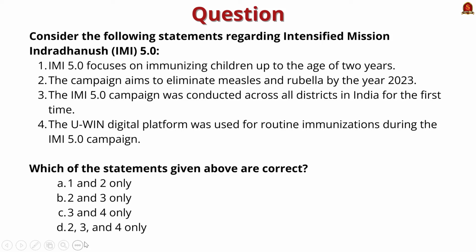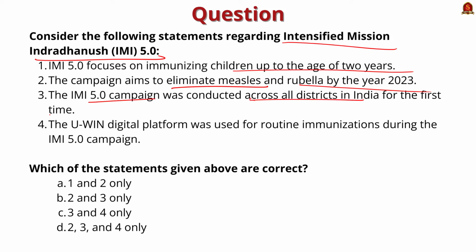Look at this question. Consider the following statements regarding Intensified Mission Indradhanush 5.0. Statement 1: IMI 5.0 focuses on immunizing children up to the age of 2 years. Statement 2: The campaign aims to eliminate measles and rubella by the year 2023. Statement 3: The IMI 5.0 campaign was conducted across all districts in India for the first time. Statement 4: The U-WIN digital platform was used for routine immunization during the IMI 5.0 campaign. Which of the statements given above are correct?